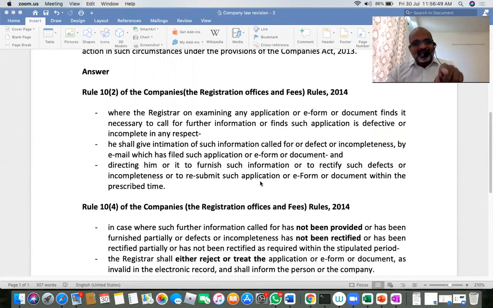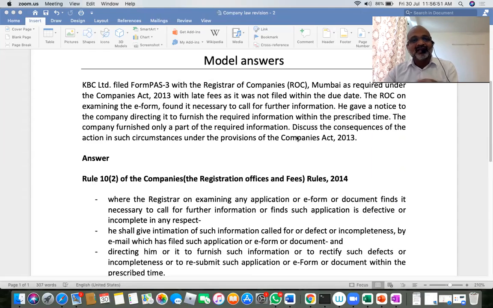Next rule, next case. What is he asking? He says later on again the company came up and filed again, with information which is incomplete. First I explained what the ROC can ask. Next I have to go to the case and see what exactly is the problem in the case.